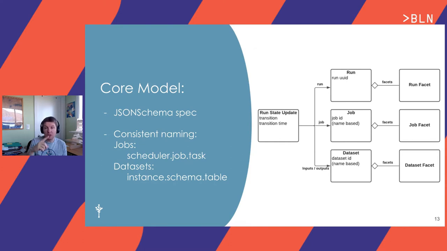So once you have this core model of knowing that there's a particular run for a particular job that read and wrote to a dataset, then the notion of facet is what enables attaching various aspects of metadata to this core model. And that's where you could have run facets, job facets, and dataset facets that are about metadata specific to each of those elements. I'm going to go into details about facets in a second.